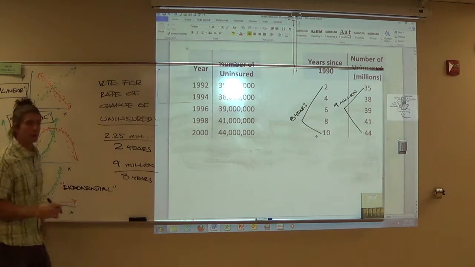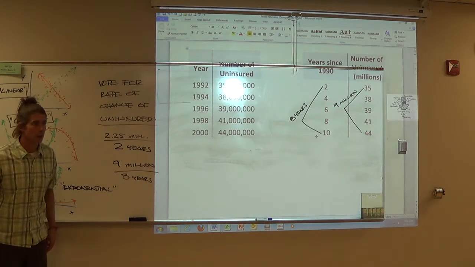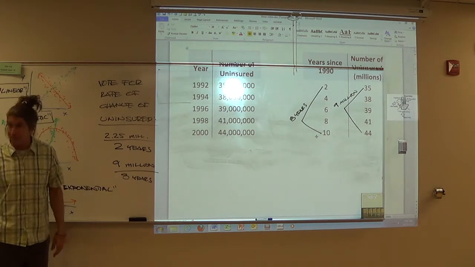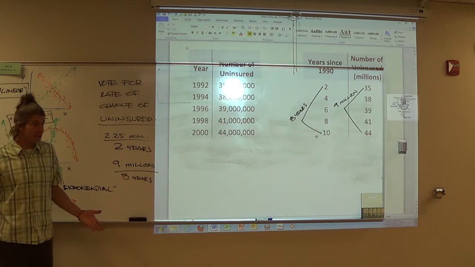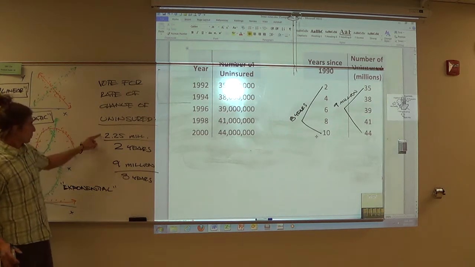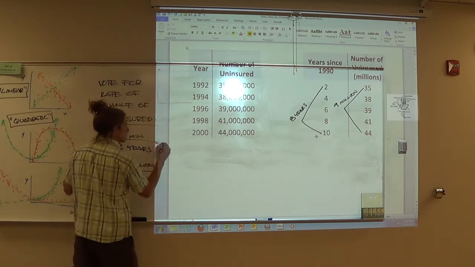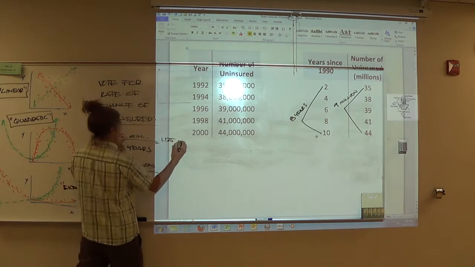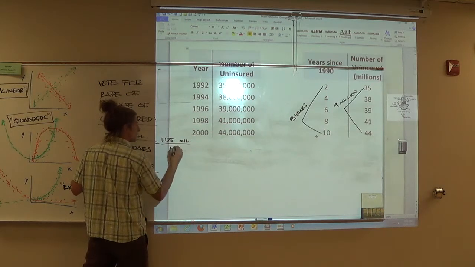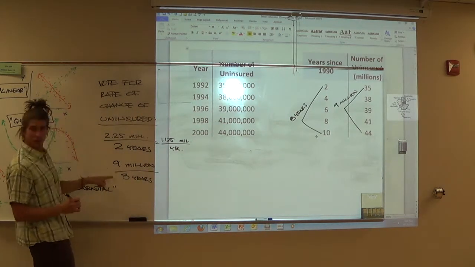What's the difference between 9 million over 8 years and 2.25 over 2 years? What's the difference? Trick question. They're the same. There is no difference. It's exactly the same, isn't it? Think about it. 2.25 divided by 2 is 1.125. This is 1.125 million per year, which is the same as that is.